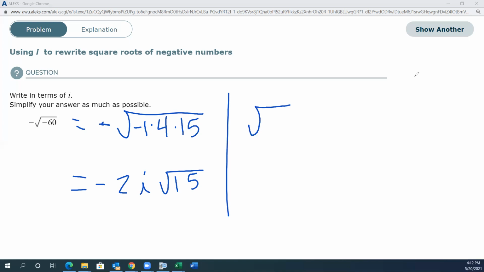What if it was something like square root of -3? Well, you know, that factor of -1 can come out, but there are no perfect squares that divide into 3, so it's just that. That's as far as it goes. Okay. So that's kind of the idea there.